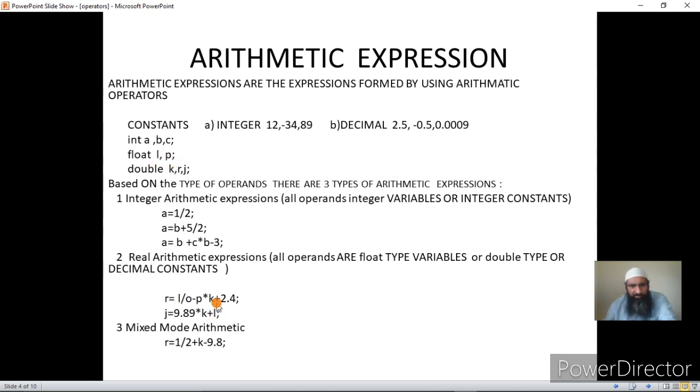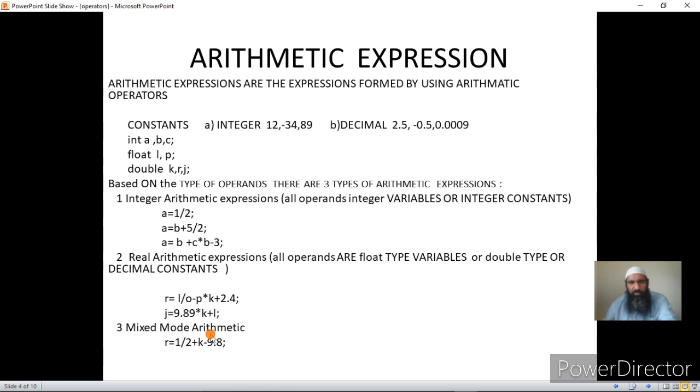When all the variables are of type float or double and all the constants are decimal constants, then we say the arithmetic expression is a real arithmetic expression. So how do we check whether the expression is a real arithmetic expression? The only check is that you have to check all the constants, and all the constants should be decimal constants. Then you have to check all the variables, and all the variables should be of two types only, that is floats or reals.